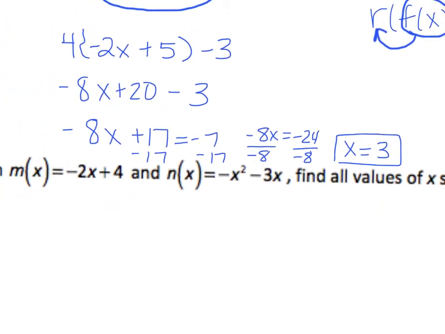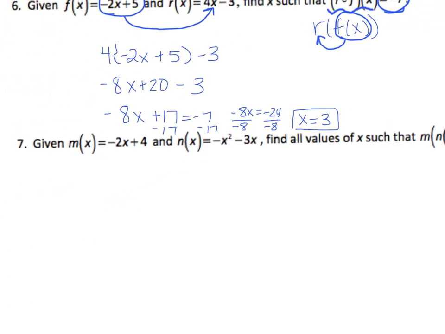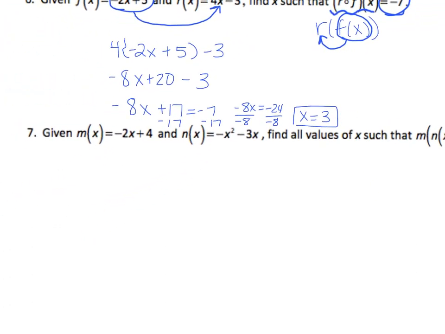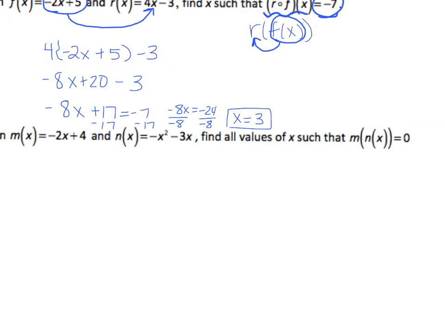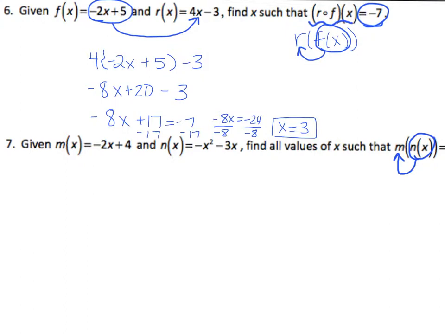Okay. Let's take a look at another example. It says, given m of x and n of x, find all values of x such that m of n of x equals 0. So very much like the first one, we're going to take this inside function n and put it into m every time you see an x. So taking n and putting it everywhere I see an x in m, and there's only one place, so this is nice.